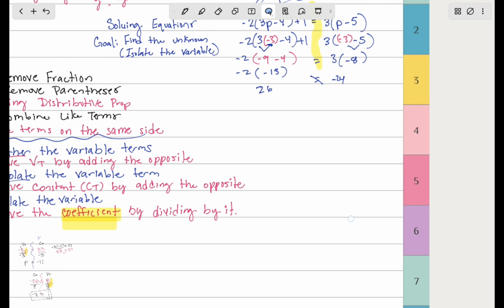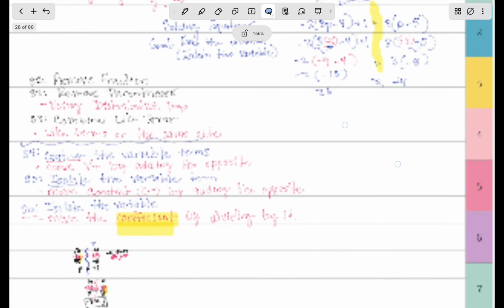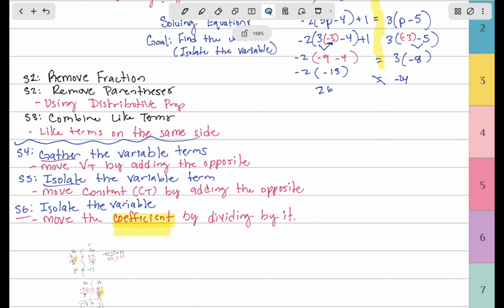All right, here we go. Let's try this again. What if the problem was W minus 46 equal to -4. All right, let's identify what we have in the problem. What is W? It's a variable. And it also can be a variable term.